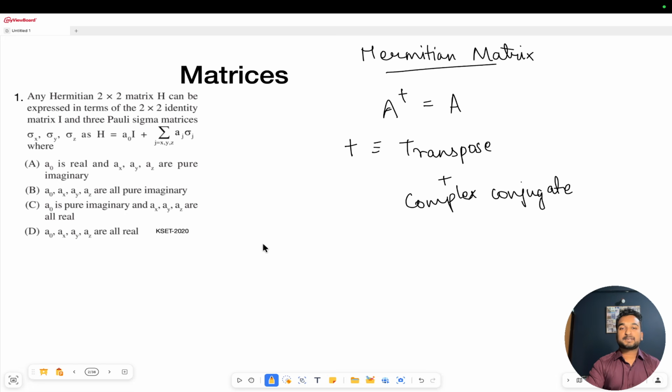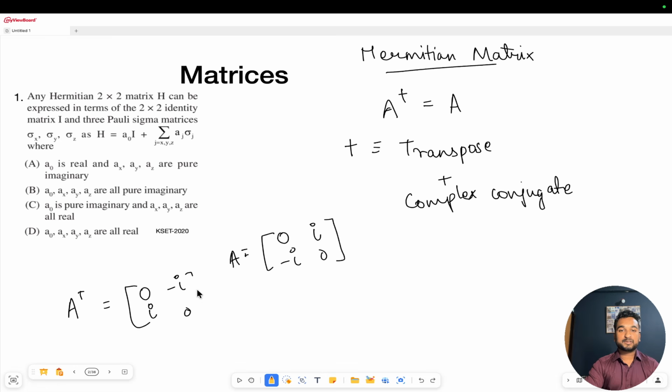For example, if you have a matrix A that is 0, iota, minus iota, 0, what will be its dagger? For dagger, first take its transpose. So A transpose will be what? Change the rows to its columns. So this row will be changed to this column, so 0, iota, and minus iota, 0. So this is your A transpose.